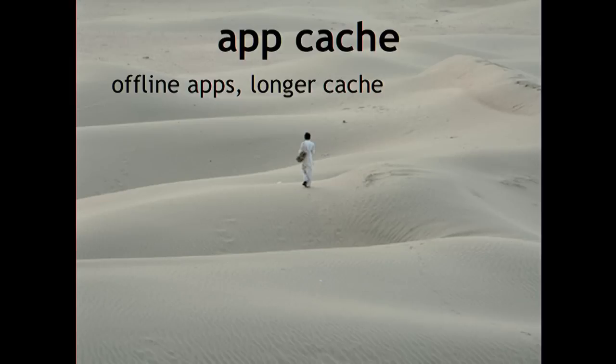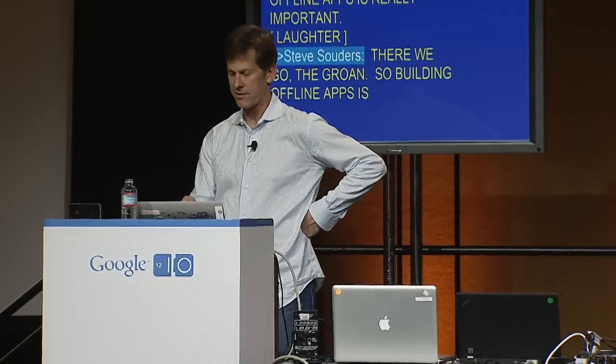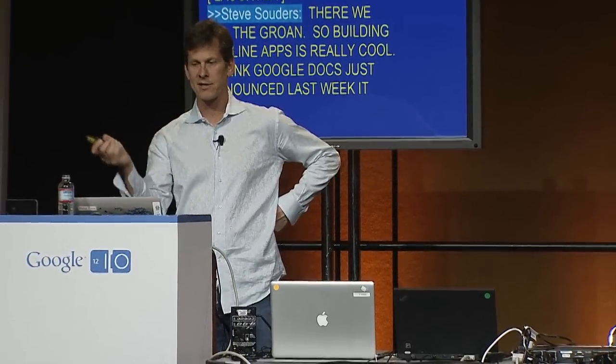Okay, shifting gears, I wanted to talk about app cache, which is good for offline apps and also for longer caching. So again, the importance of the background photo. You're in the desert. You typically don't have a good connection. So having offline apps is really important. There we go, the groan. So building offline apps is really cool. I think Google Docs just announced that this week or last week. It really helps with the user experience when you have a bad connection, you're flying or whatever.